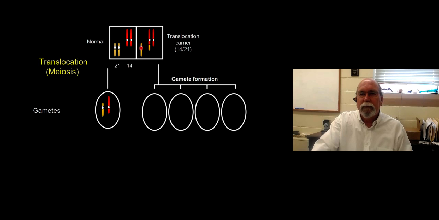Okay? Sometimes we're going to get this 21st and a normal 14th. Sometimes we get the 21st and a hybrid. Sometimes we get this missing part here and a hybrid, and sometimes we get the missing part and a normal. So we can get at least 4 common outcomes.